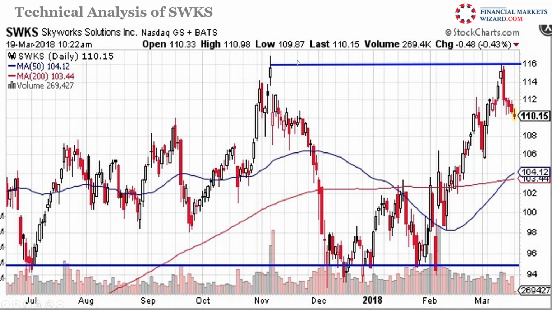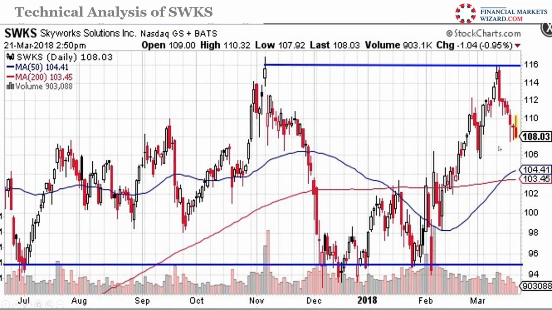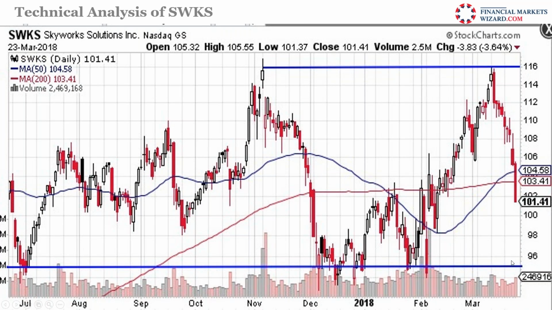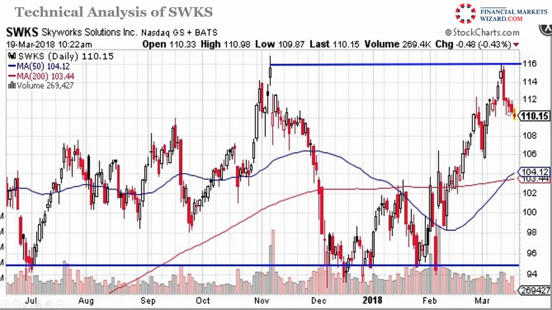SWKS, 19th of March. I posted this chart on a private Facebook group, and based on this, it's breaking this support. So SWKS is short. This is the way the trade developed. You see that? This candle breaks the support, the market is bearish, so go short on SWKS, just a little bit. You don't have to go big.